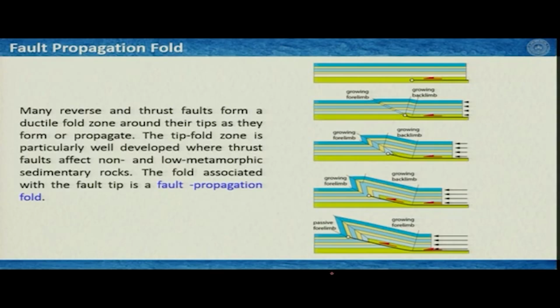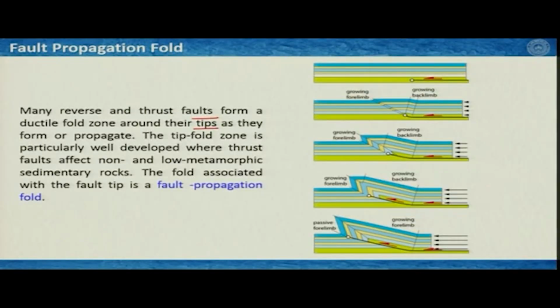Now many reverse and thrust faults form a ductile fold zone around their tips, and they form to propagate. This is very important. Fault bend fold is along the fault. The geometry of the fault bend fold is defined by the ramp-flat of the thrust involved in this process. But fault propagation fold is essentially controlled by, and also nucleated from, the tip of a propagating fault. So these are the basic differences between fault propagation fold and fault bend fold.